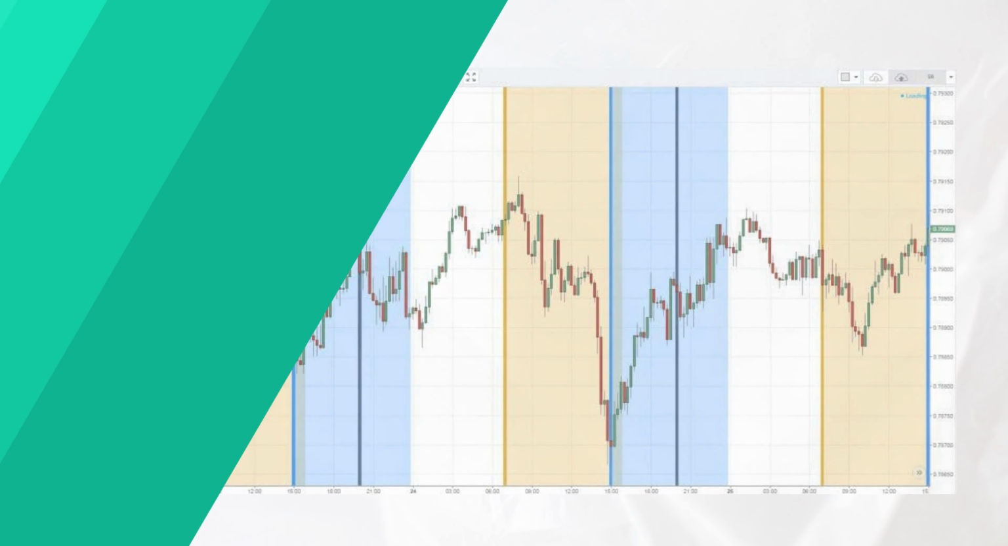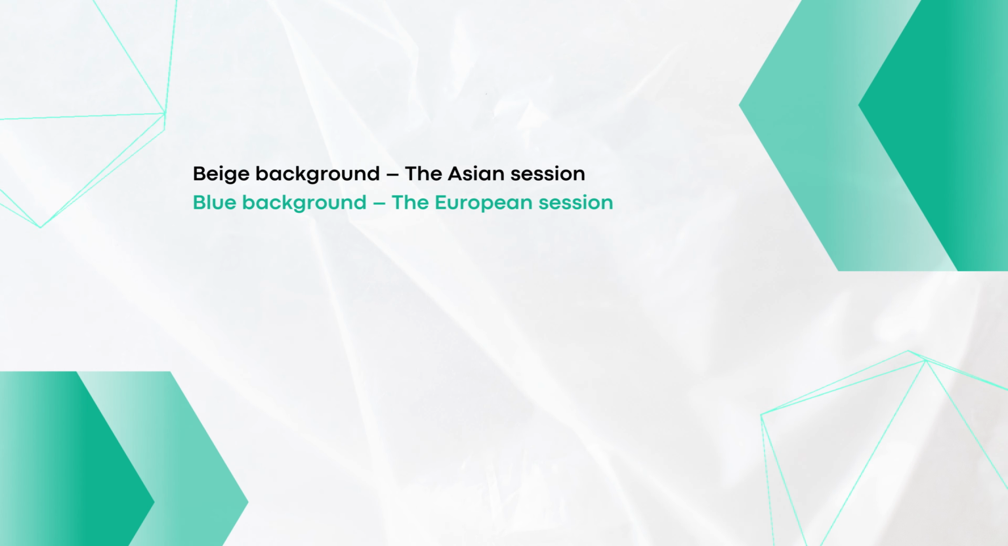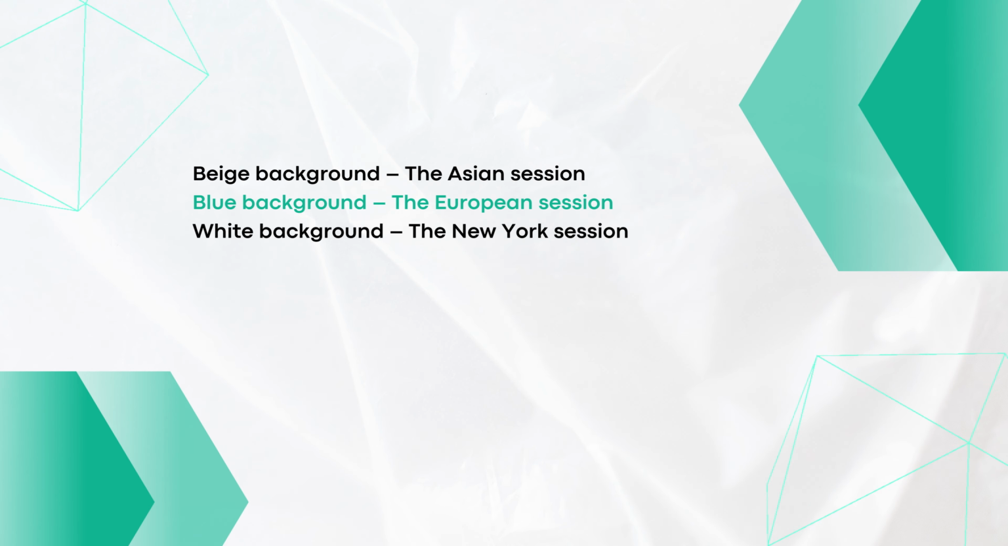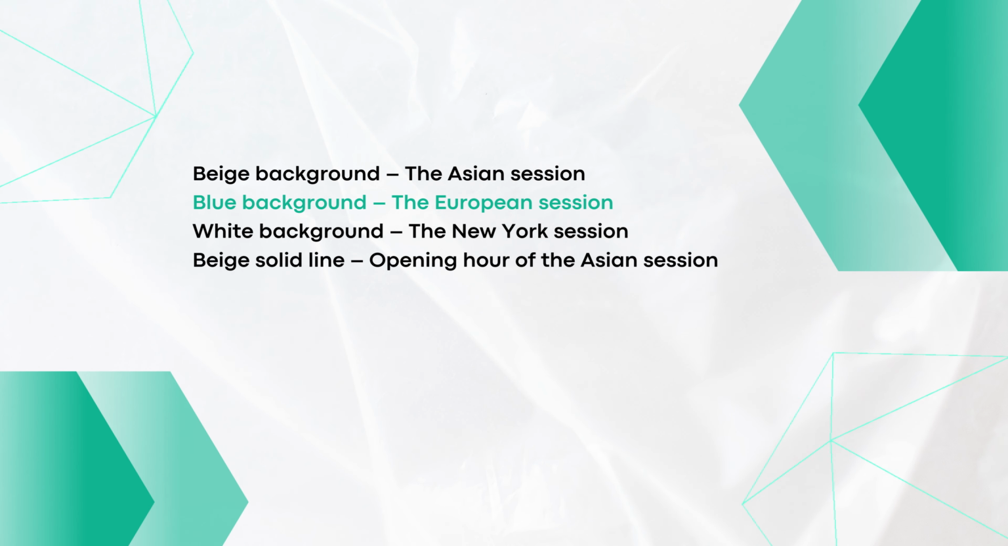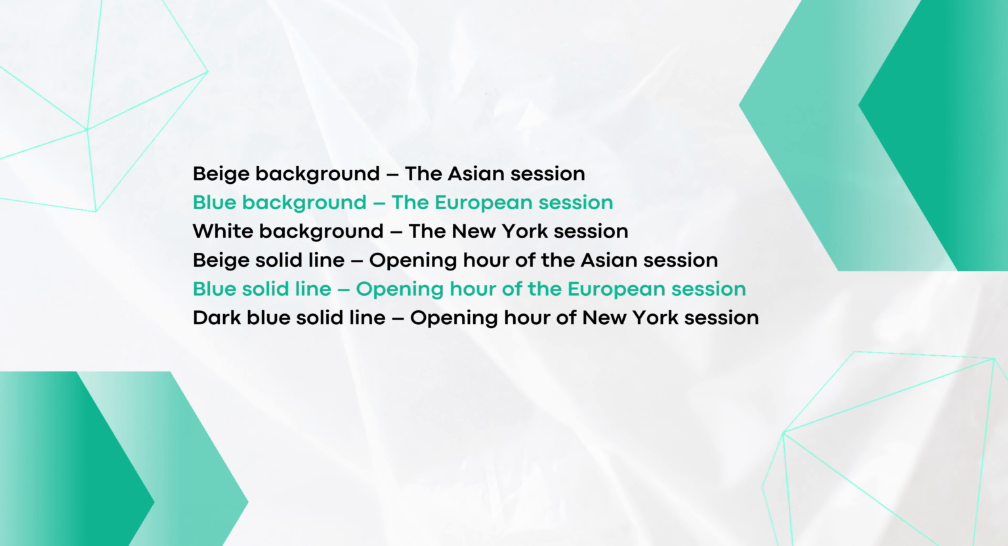Here's what it means. Beige background is the Asian session. Blue background is the European session. White background is the New York session. Beige solid line is the opening hour of the Asian session. Blue solid line is the opening hour of the European session. Dark blue solid line is the opening hour of the New York session.